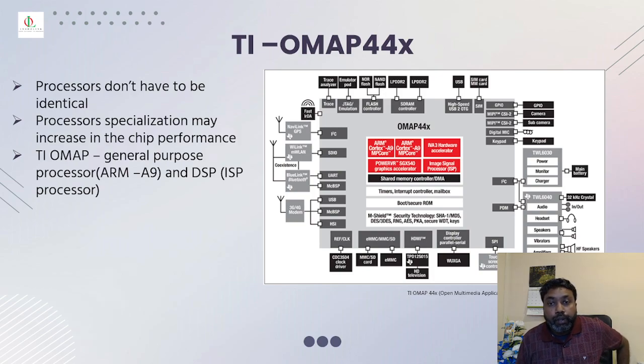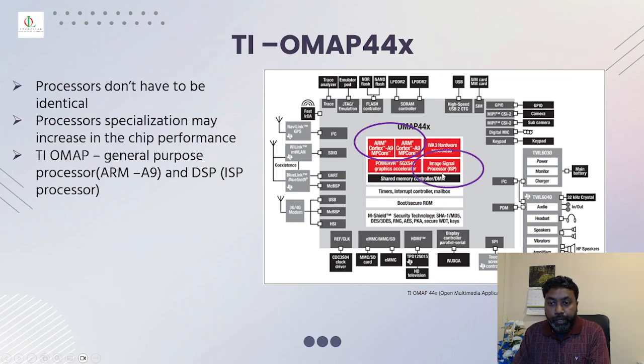So I've given you an example of an SOC, the TI OMAP series. The OMAP 44X doesn't have identical processors. This is due to an increase in the chip performance, so the processors are specialized like this to use the chip performance. In this example, the ARM Cortex A9 is used as a primary core, and that does all the basic arithmetic and logical operations for the processor to perform.